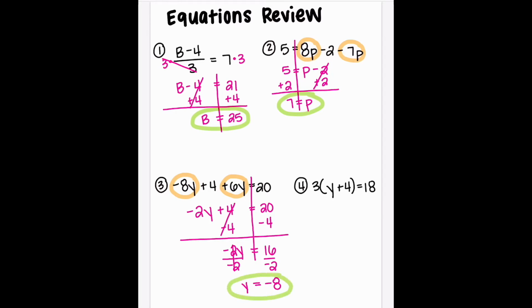Number 4. Now we do have a set of parentheses. Since we're trying to isolate the variable y, we can distribute the 3 to each term in that set of parentheses, and that helps us eliminate the parentheses. Remember, distribution means multiplication, so 3 times y plus 3 times 4 equals 18.